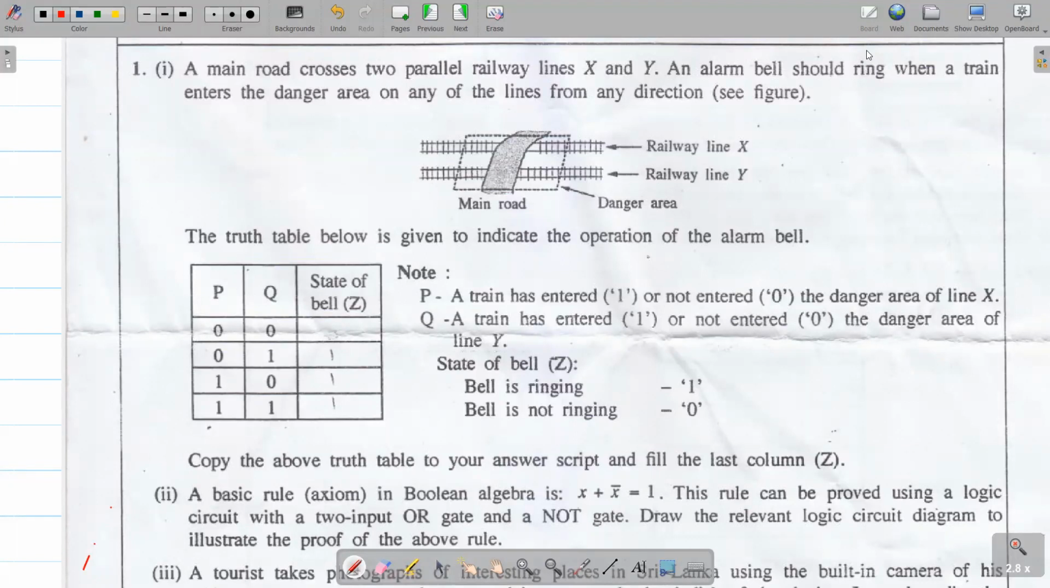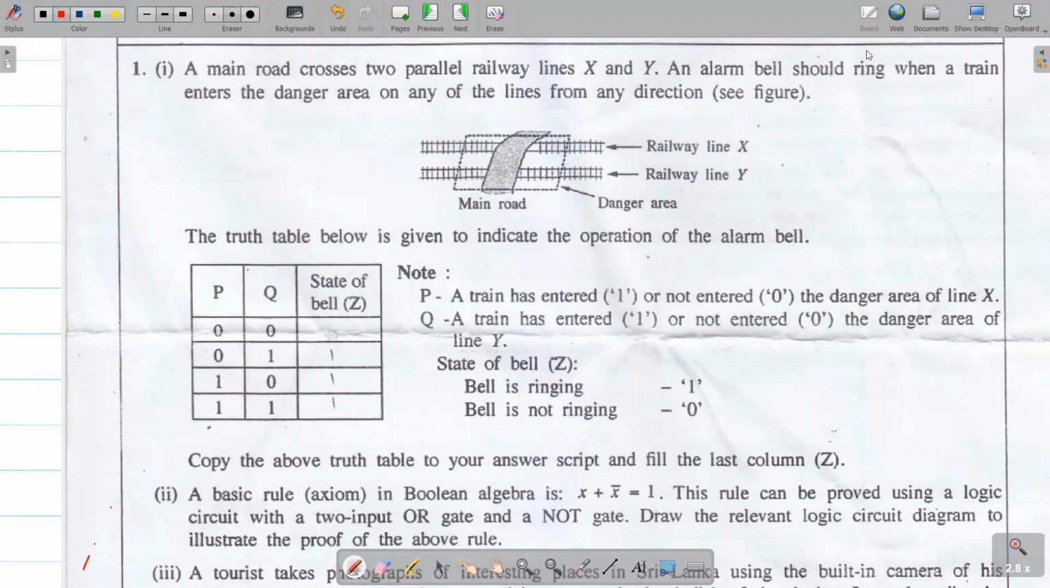The first question is asking: a main road crosses 2 parallel railway lines X and Y. An alarm bell should ring when a train enters the danger area in any of the lines from any direction. The truth table below is given to indicate the operation of the alarm bell. Copy the truth table to your answer script and fill the last column.